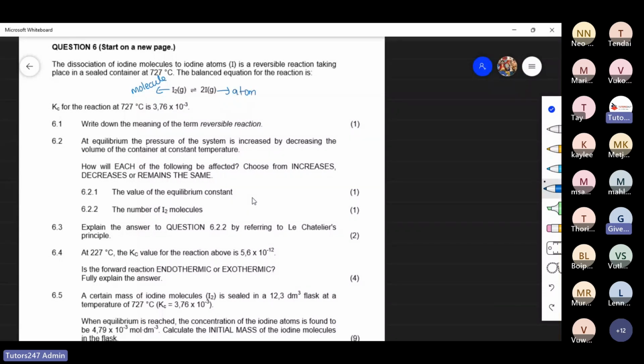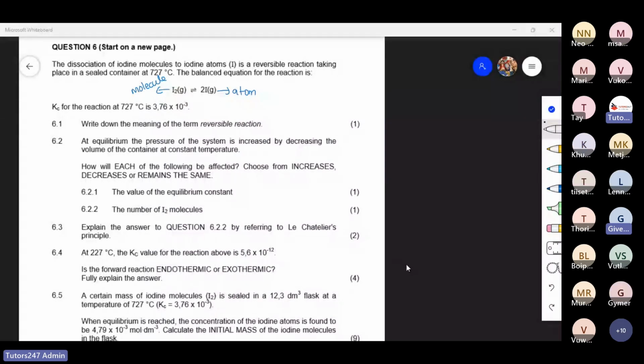So let's read that above statement one more time. Another key word is dissociation. Dissociation is one of the reactions that you covered last year. If you have A, it can break up into B plus C. A dissociation reaction is just to break something up into simpler compounds or substances. Now, the dissociation of iodine molecules to iodine atoms: these iodine molecules are being broken up into simpler substances, namely iodine atoms.